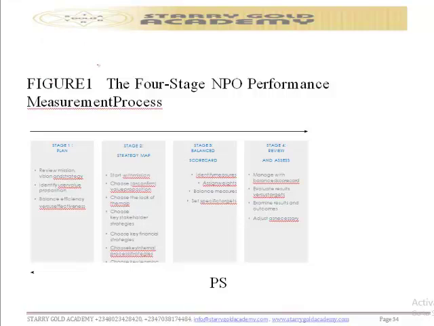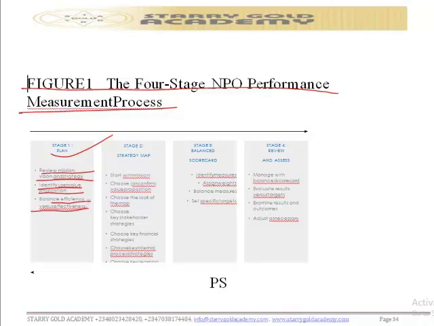Have they been able to use their resources effectively and efficiently? So this is figure 1. There are 4 stages for the non-profit organization performance measurement process. Stage 1 talks about the planning stage. That is, we are to review the mission, the vision and strategy. This is where we are also going to identify the user value proposition. We're also going to balance efficiency versus effectiveness.